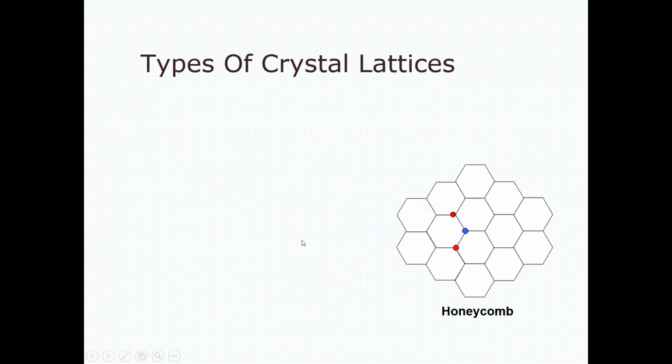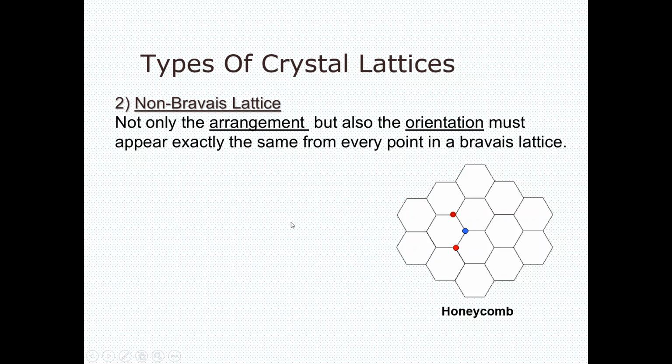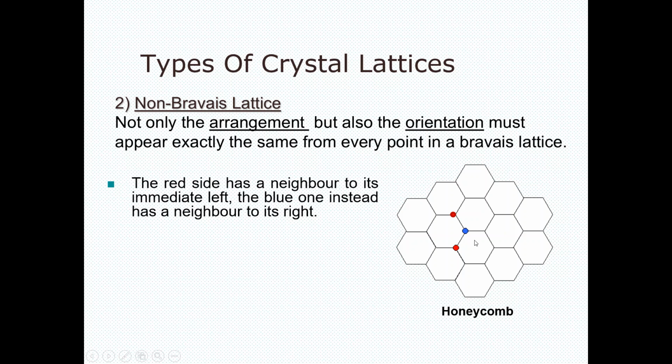The second type that we have is called the non-Bravais lattice. So what is meant by a non-Bravais lattice? In a non-Bravais lattice, not only the arrangement but also the orientation does not appear exactly the same from every point, unlike in a Bravais lattice. I mean, this is the difference between a Bravais and non-Bravais lattice. So we have some further differences between a Bravais and non-Bravais lattice.